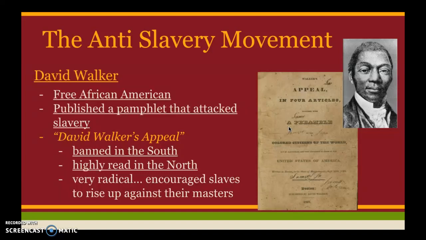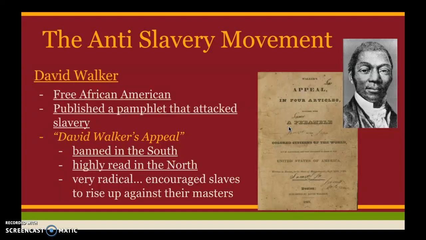This pamphlet was very radical. It called for blacks all over the United States to come together to resist racism and slavery. It encouraged slaves to rise up against their masters in order to get rid of the institution of slavery. And it was considered very, very radical. Even most abolitionists did not agree with the viewpoints in David Walker's Appeal.